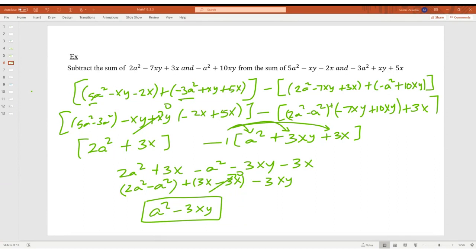So I will show you one application problem. 2a squared and 2a squared. We don't have 2a squared and 2a squared. There is minus a squared. If you see on the other side, it is 2a squared minus a squared, so we have only 1a squared. So 2a squared minus a squared is just a squared. Okay, I'll wait, some people are writing.